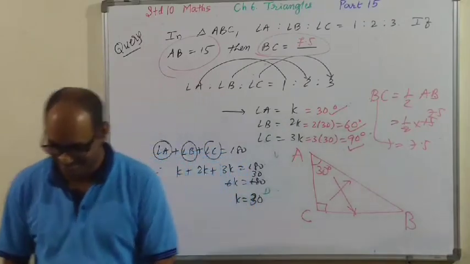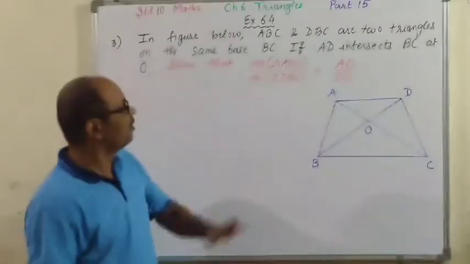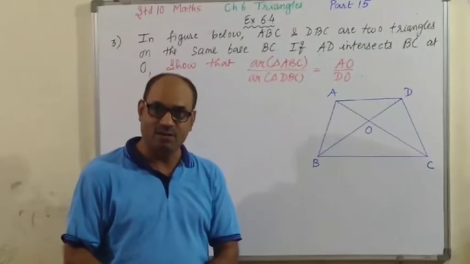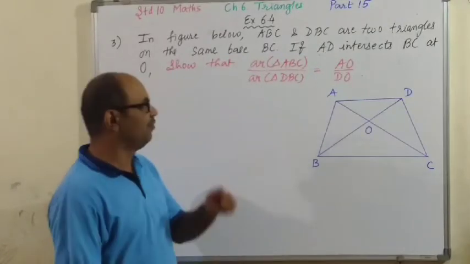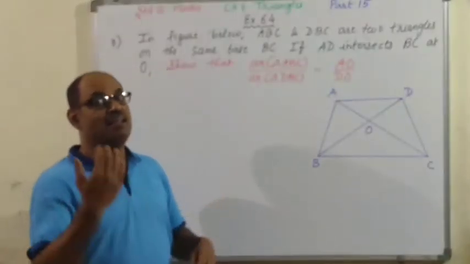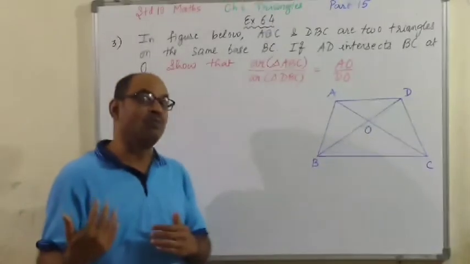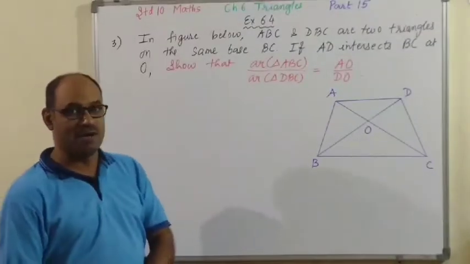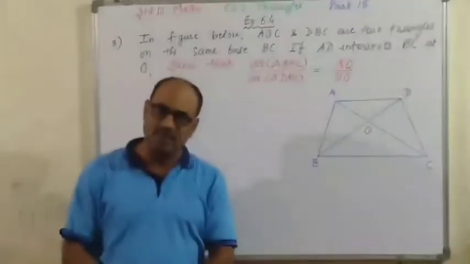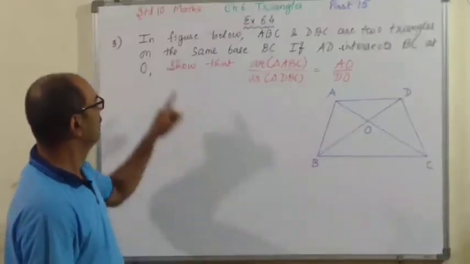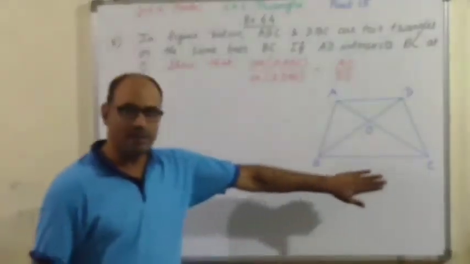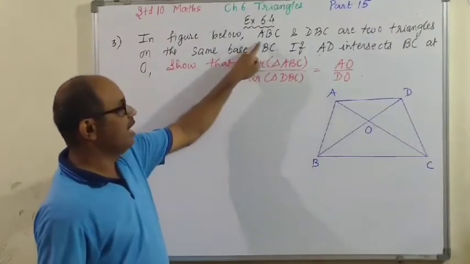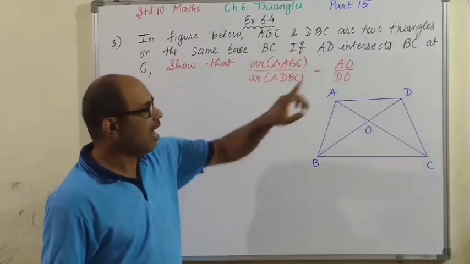Fine? Alright, so now we proceed further with exercise 6.4. In the previous session we did first, second, and then by mistake we moved to fourth one, and this third one was skipped. So let's see the third one first. Okay. In figure below, you can see the figure. ABC and DBC are two triangles on the same base BC.